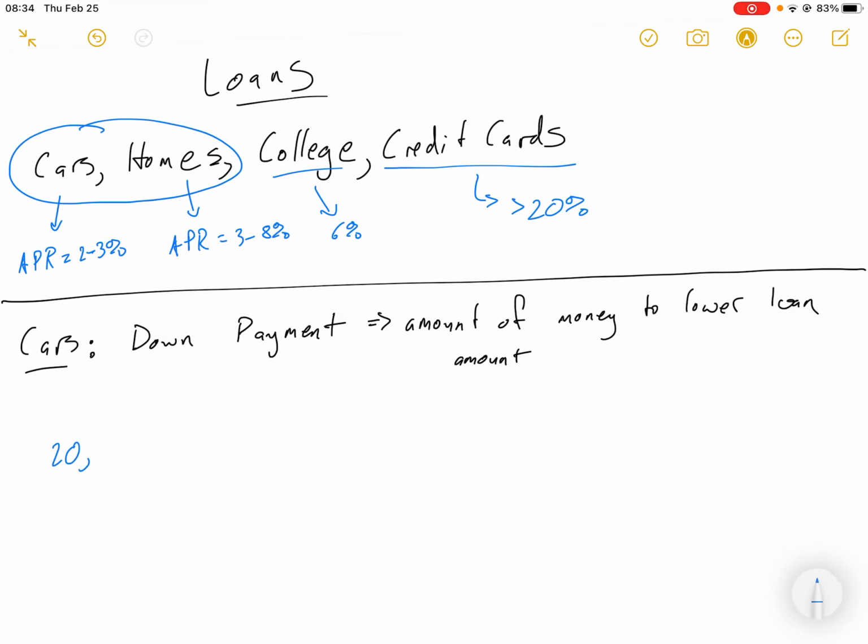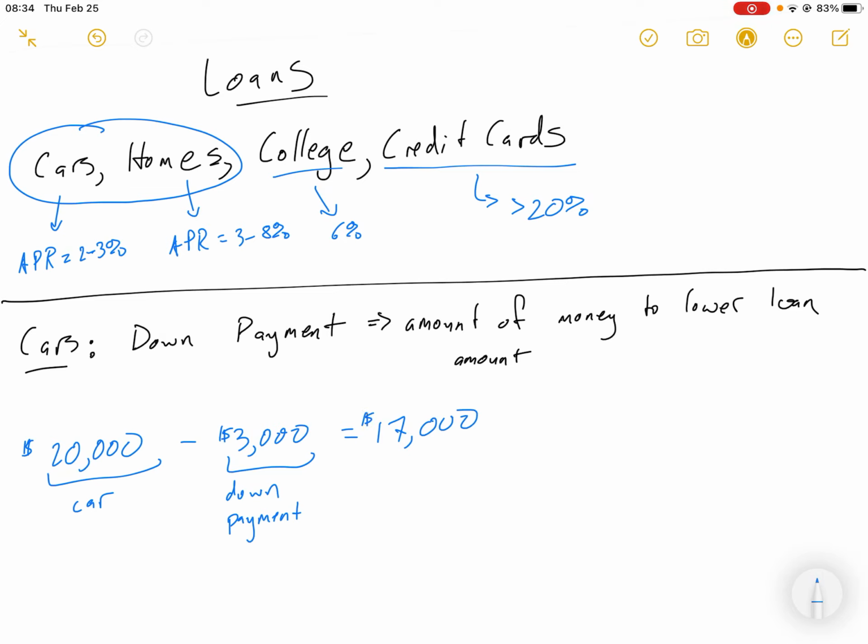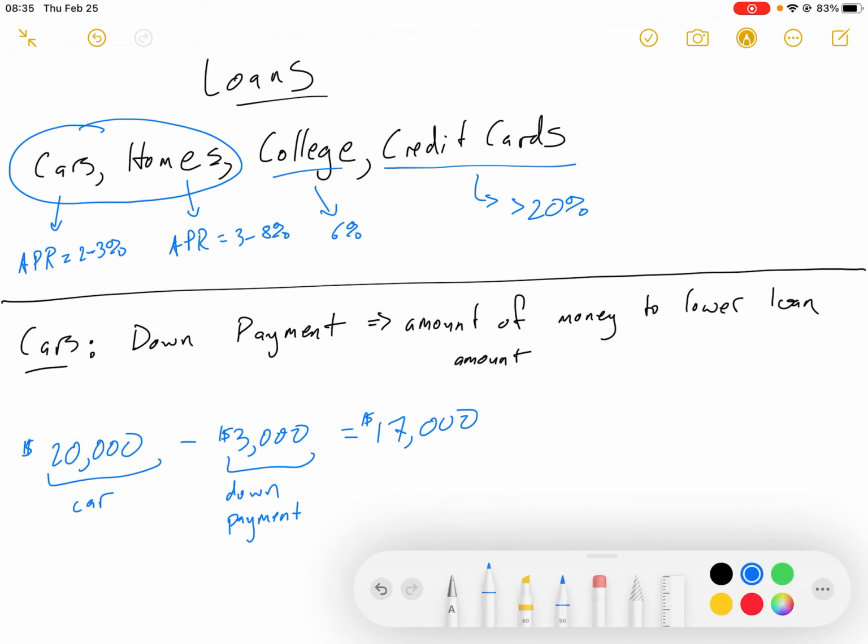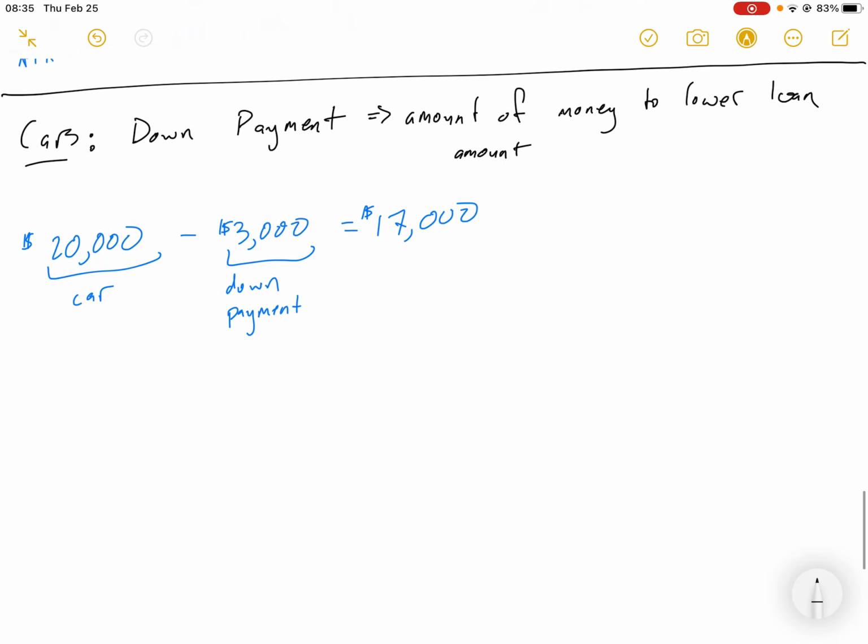So for example, a $20,000 car minus your $3,000 down payment, and so then your loan amount would be $17,000. You'll hear a lot about down payments. I'm not going to talk much more about down payments because they are pretty simple. You can also buy cars with zero down. You'll hear that on commercials, and then you don't have to put anything down, but you get a larger loan to repay.